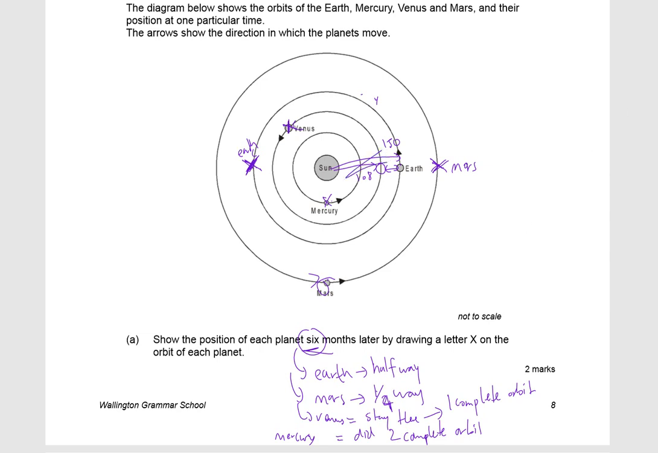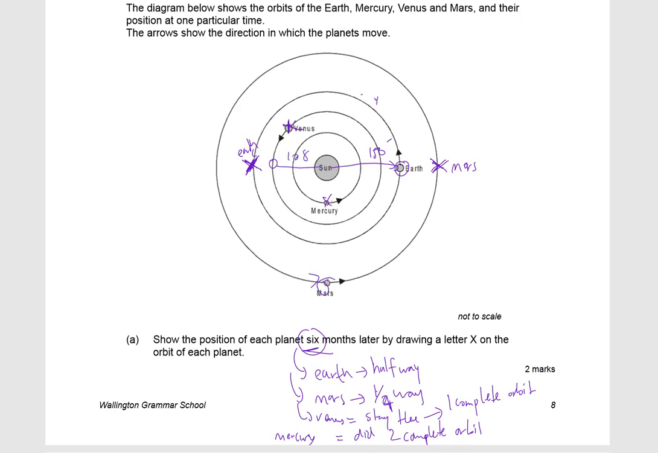Now, for them to be further away, if Earth is here, then it would be when Venus is going to be straight there. So therefore, you have this distance, which is 150, and this distance, which is 108.